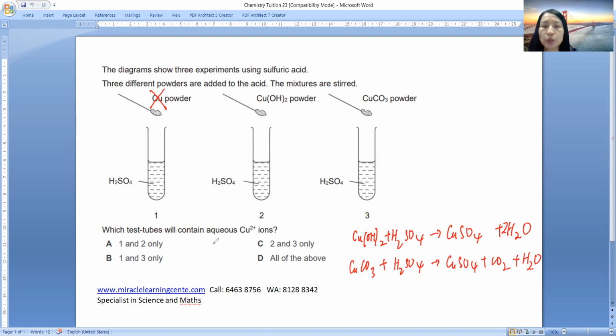So they say which test tubes will contain aqueous copper 2 ions. You must form a salt in order to form copper 2 ions. If it doesn't react, it's copper solid, not copper ions. Okay, so the answer will be 2 and 3. So the answer is C.